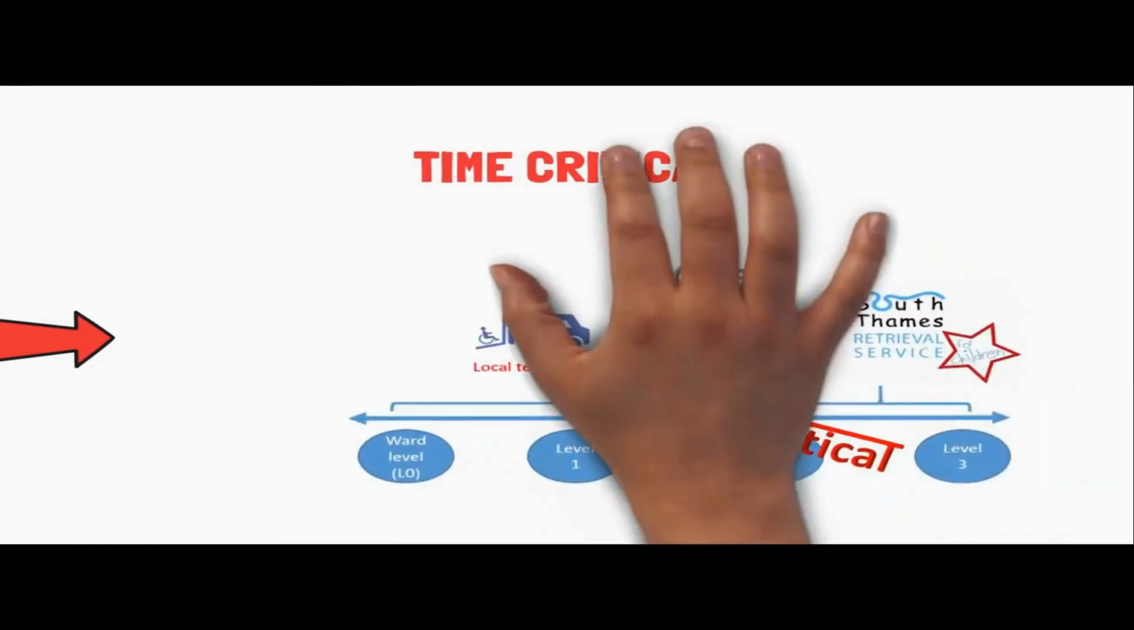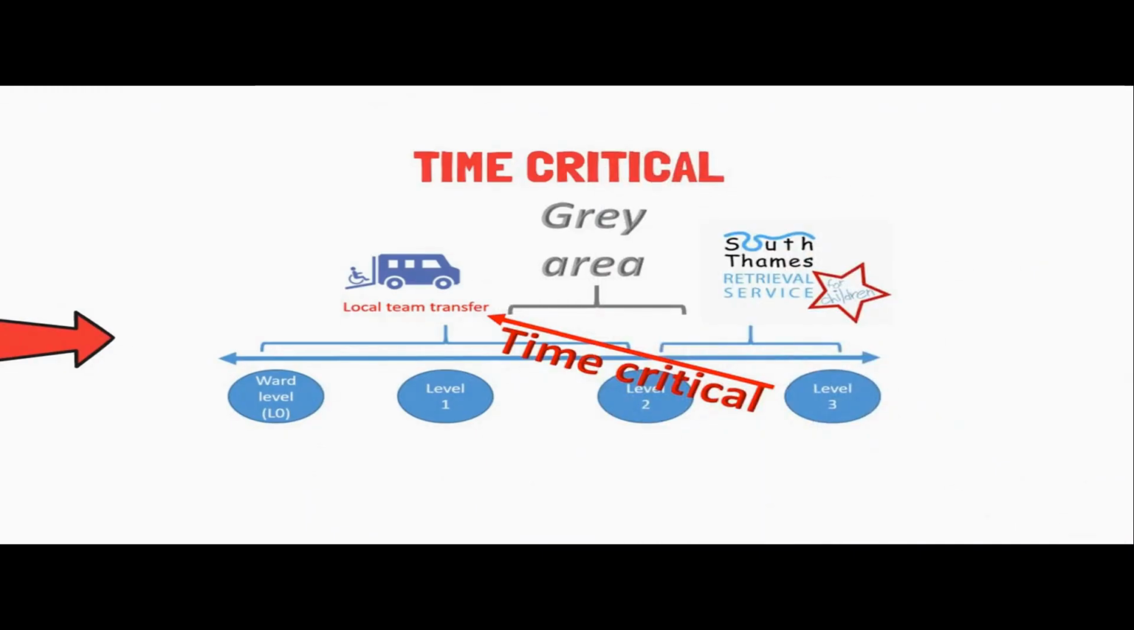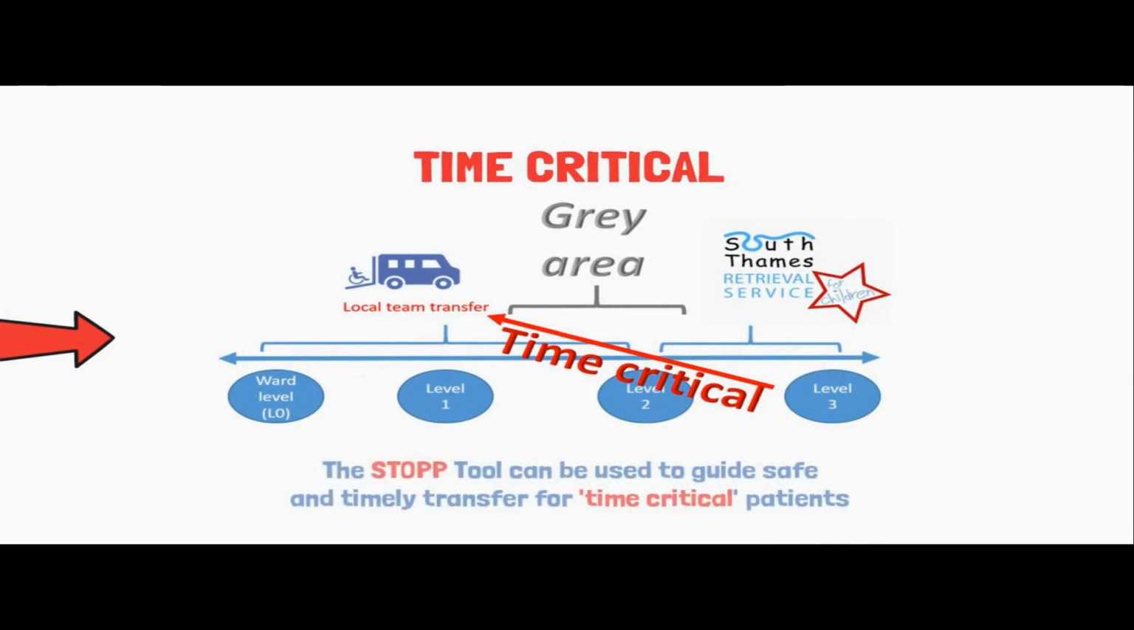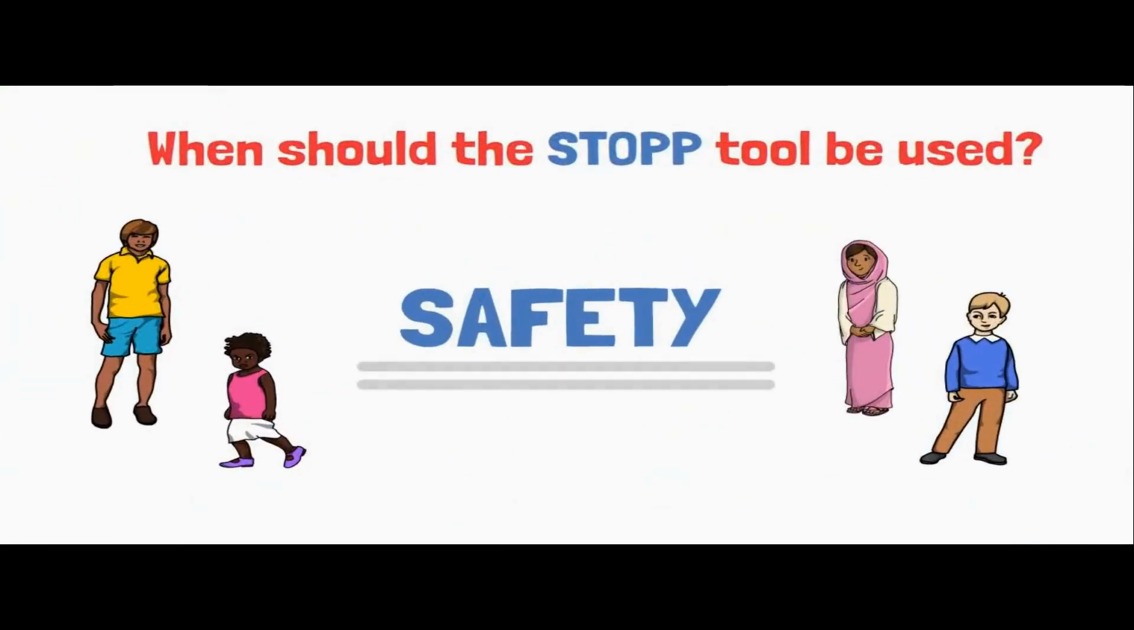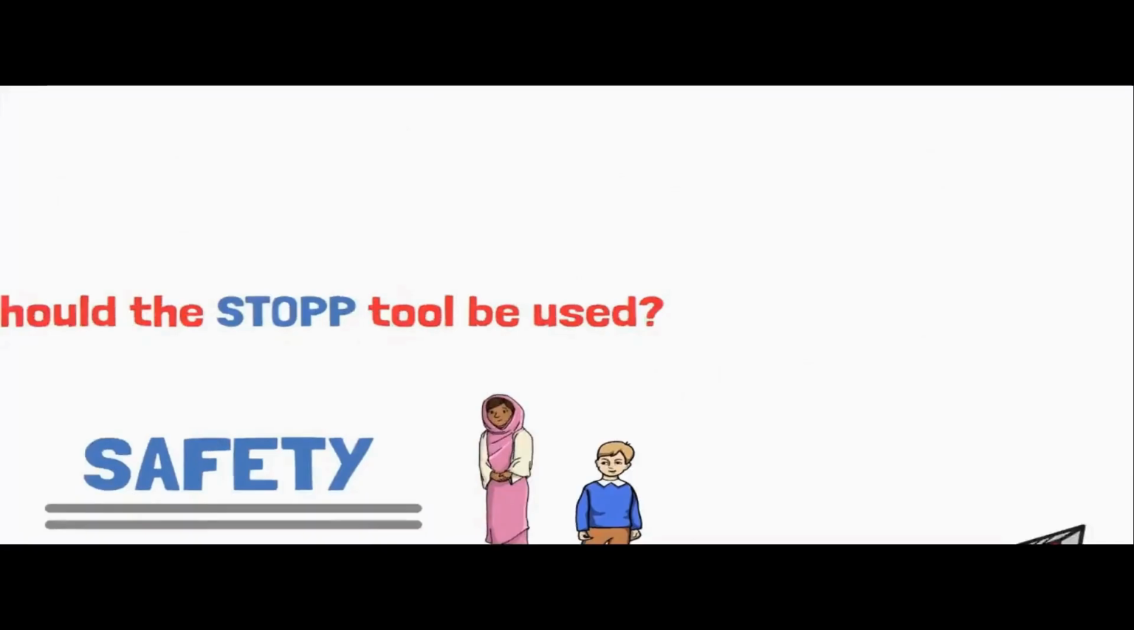The other group of patients that pose a particular challenge are those classified as time critical. These should be transferred by their local team with advice from South Thames Retrieval Service. The STOPP Tool can be used to guide safe and timely transfer for this group of patients. Whether time critical, ward level, or level 1 or 2 critical care, the most important aspect of the STOPP Tool is about improving safety of patient transfer.